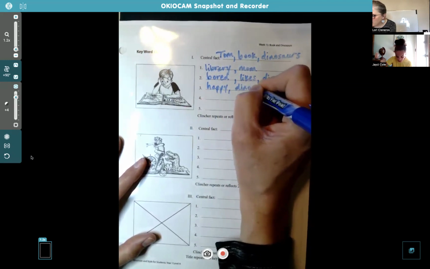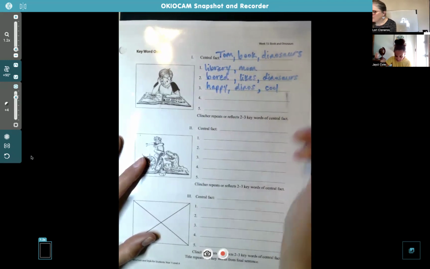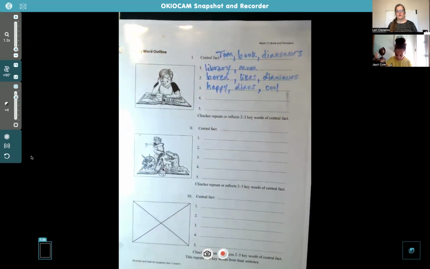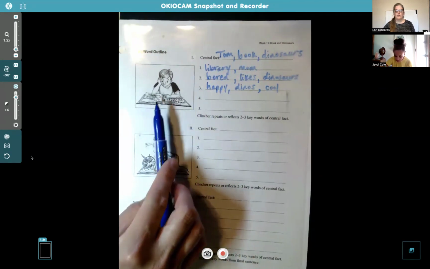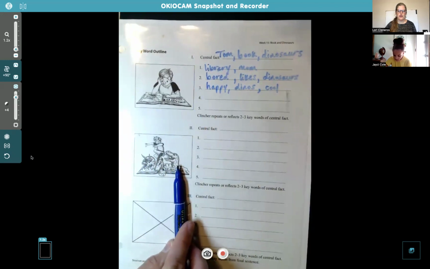I'm just going to put dinos for short and then cool. Happy, dinos, cool. And maybe he's looking at a specific one. We can't really see the page here, but if we peek ahead, we can see these dinosaurs. I think this one's a T-Rex. We know that one. That one's obvious.